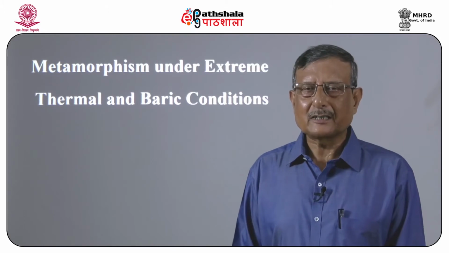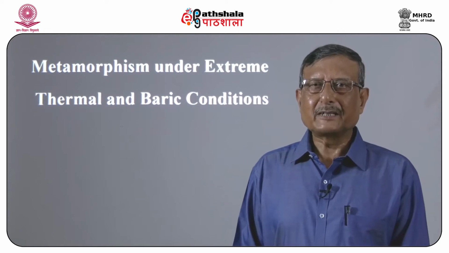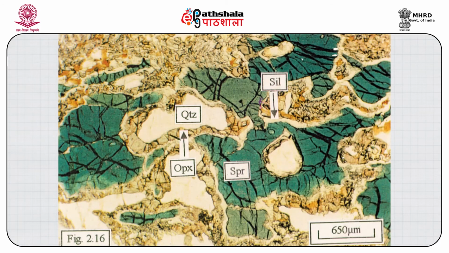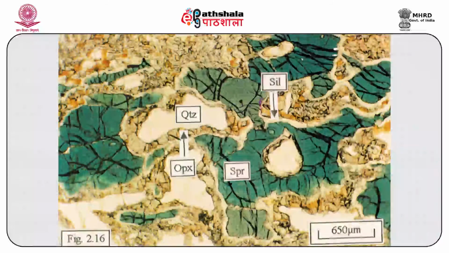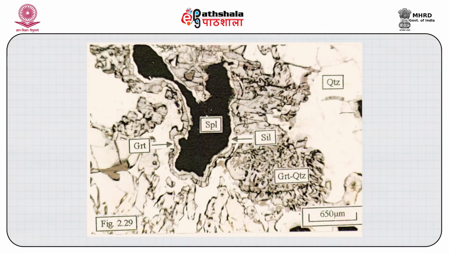I document two such coronitic textures, strictly speaking double coronitic textures, in figure 14.20, where sapphire and quartz are separated by a double corona of orthopyroxene and sillimanite, indicative of the reaction sapphire plus quartz gives orthopyroxene plus sillimanite. In 14.23, I document another double corona texture where spinel and quartz are separated by a double corona of garnet and sillimanite, indicative of the reaction spinel plus quartz giving garnet plus sillimanite.